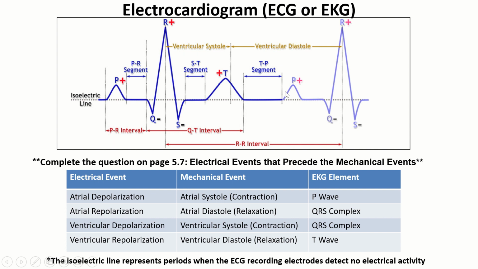Finally, of course, is the isoelectric line. So this is that midline that you see. And the idea here is this denotes times whenever there is no electrical activity being recorded by these electrodes associated with the EKG.